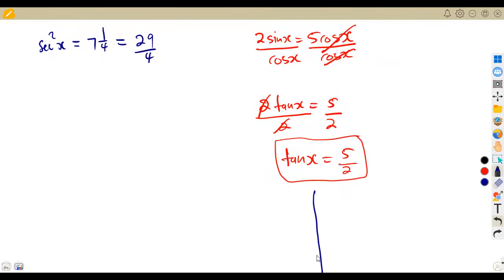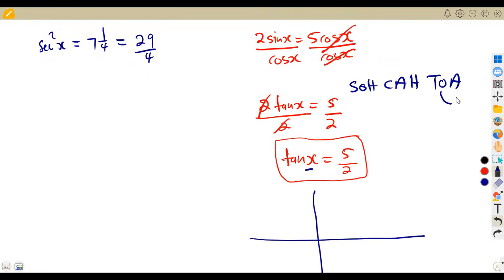Let us get back to our quadrants, because we know that from our SOHCAHTOA concept, tan is opposite over adjacent. So this is opposite and this is our adjacent, which we can have in the first quadrant because this is positive. So let's say this is our x. According to this part, if this is x, our opposite to x is 5. Our adjacent is this part, which is 2.